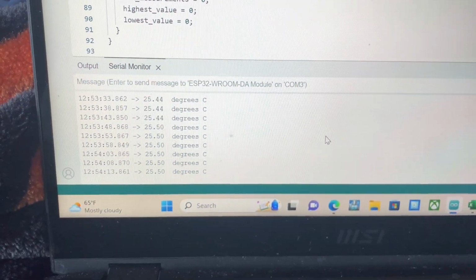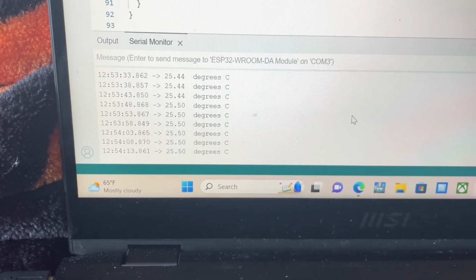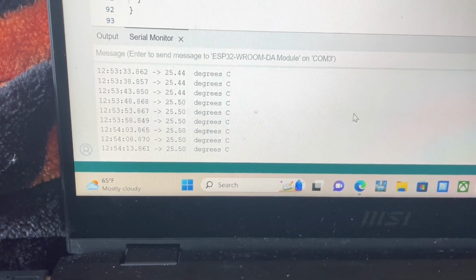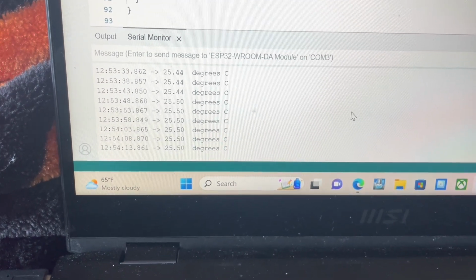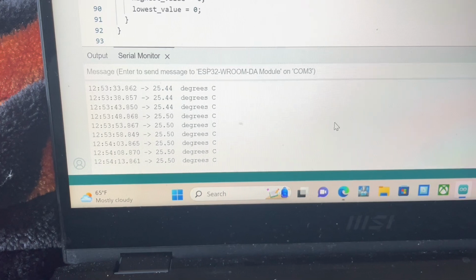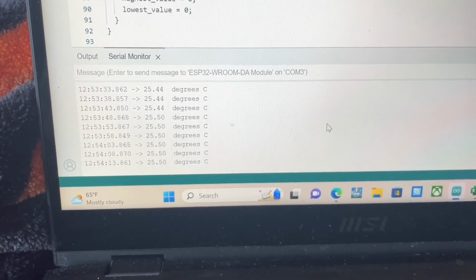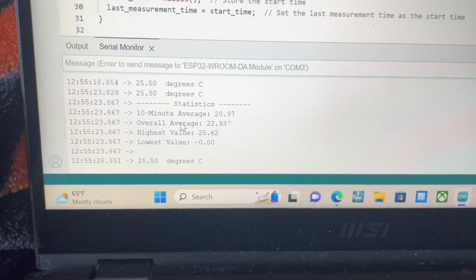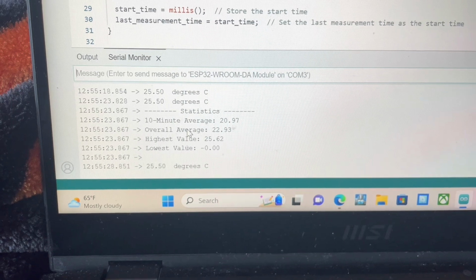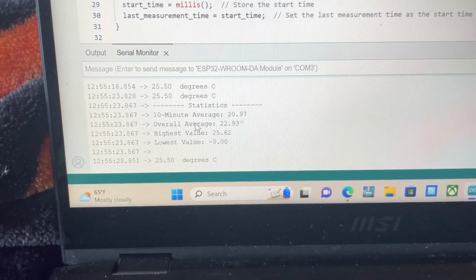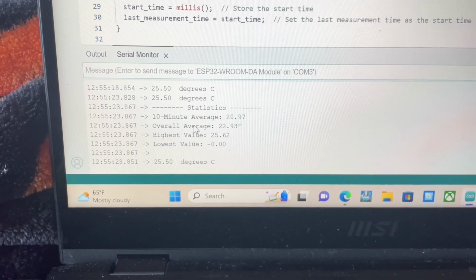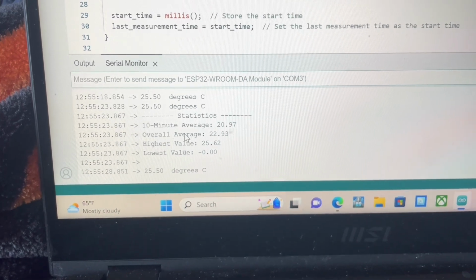So this is the code running. Every 5 seconds, or about every 5 seconds, it'll print out a new temperature value from which the sensor is read. It's pretty consistent right now, but it's still pretty hot. As you can see right here, every 10 minutes it'll print the temperature and then right underneath that it'll print the statistics. For that, the 10-minute average was 20.97, overall average was 22.93, and the highest value is 25.62, all in degrees Celsius.